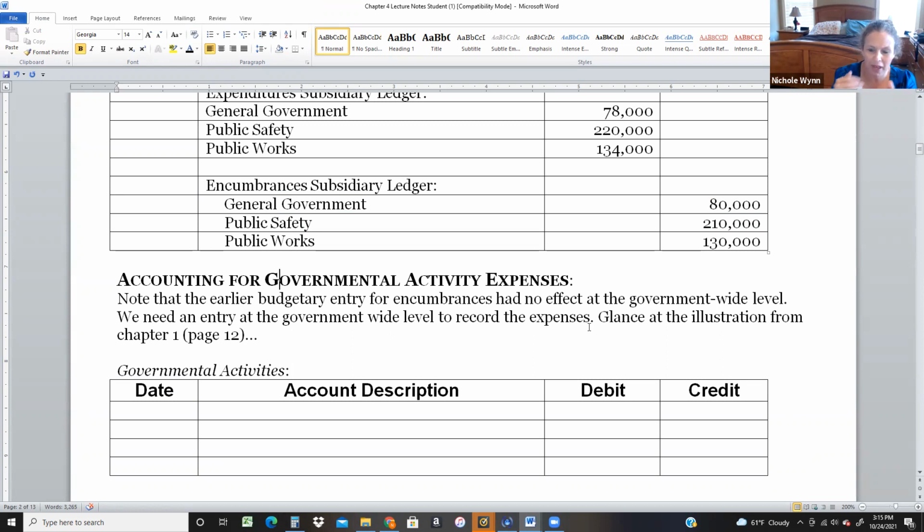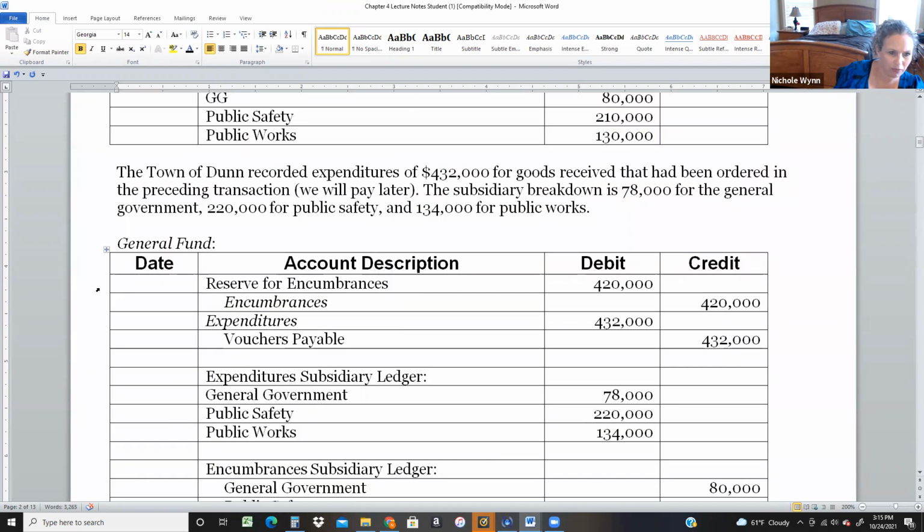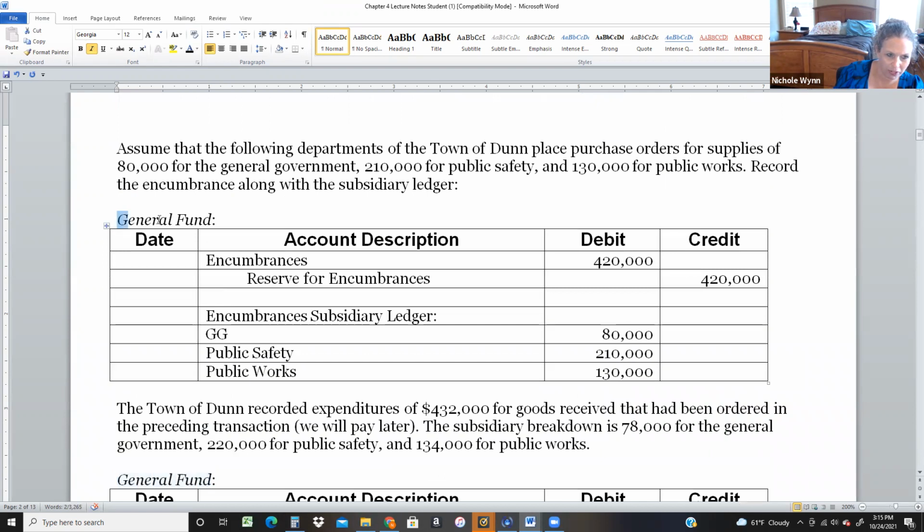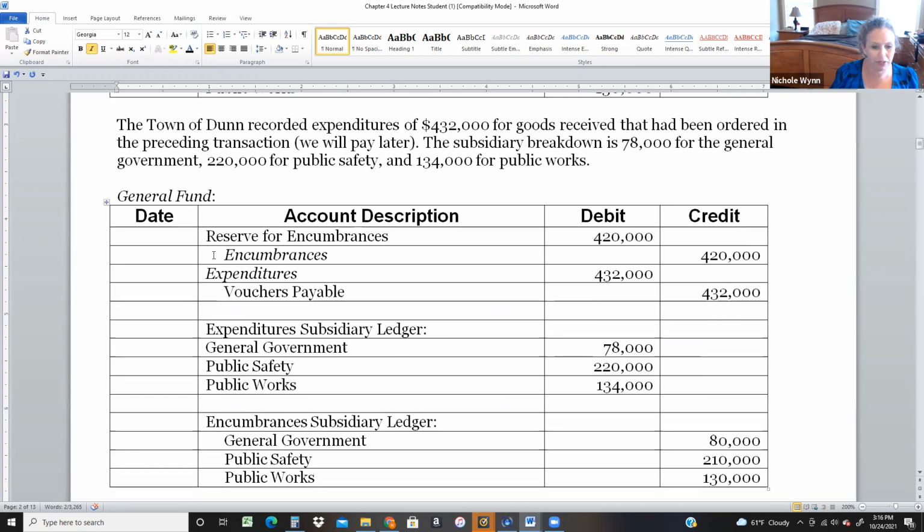So remember that so far, these have all been for the fund. And so it says general fund here and general fund here. But at the government-wide level, that's the umbrella over all of the funds. We have the general fund, special revenue fund, capital projects fund, permanent fund, and all of those different funds. And so when we look at the umbrella over all of the funds, then that's called government-wide financial statements. And at the government-wide level, then what happened?